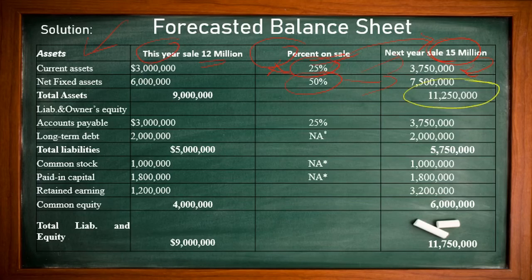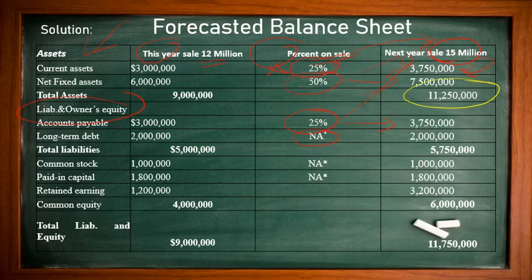We'll go for liability and owner's equity in the same way, and we'll calculate the accounts payable. As we know, accounts payable are 25% of sale, so this will again be calculated on the current sale. Current sale is 15 million, so 25% of 15 million becomes 3,750,000. Keep in mind, as we already discussed, long-term debt of 2 million is showing not applicable.